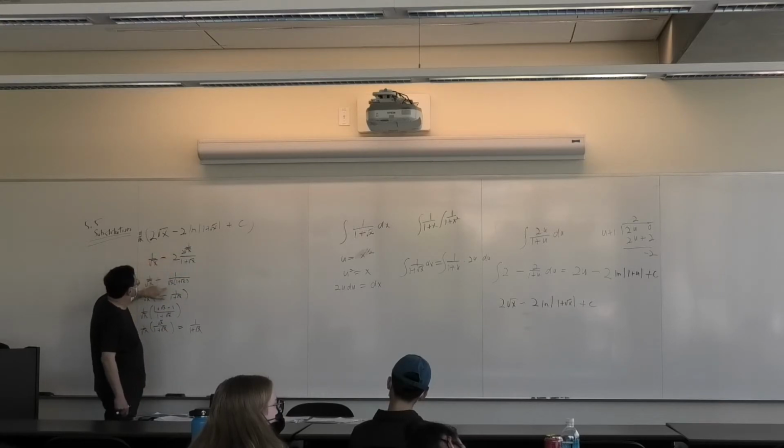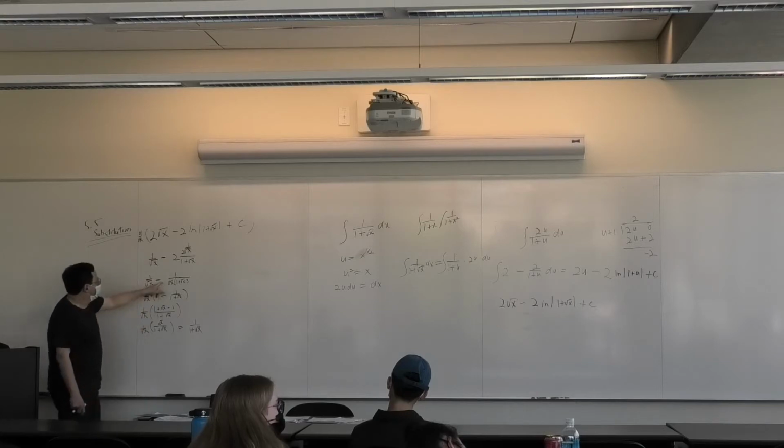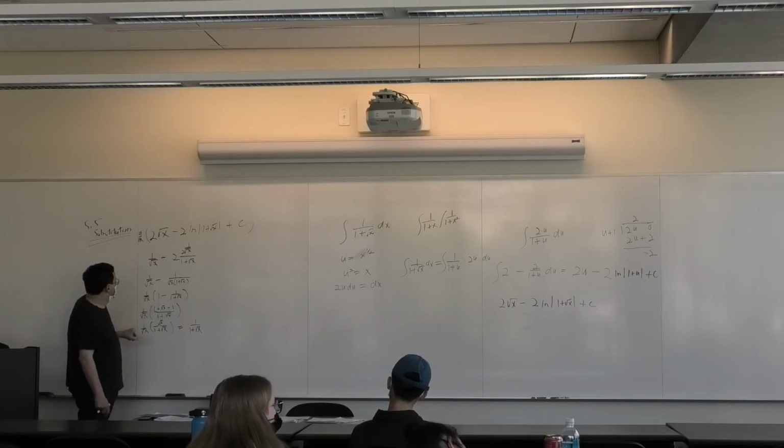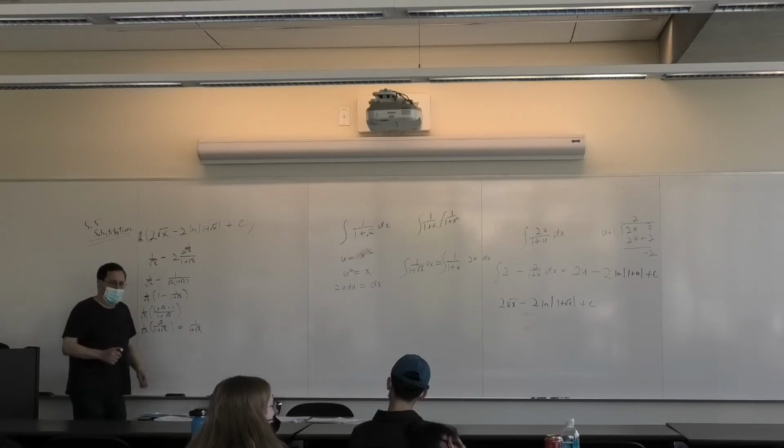These two cancel. And this doesn't look right at first, but if you take out square root of x and put it over a common denominator, you end up with square root of x over 1 plus square root of x. These cancel and you get what you wanted.